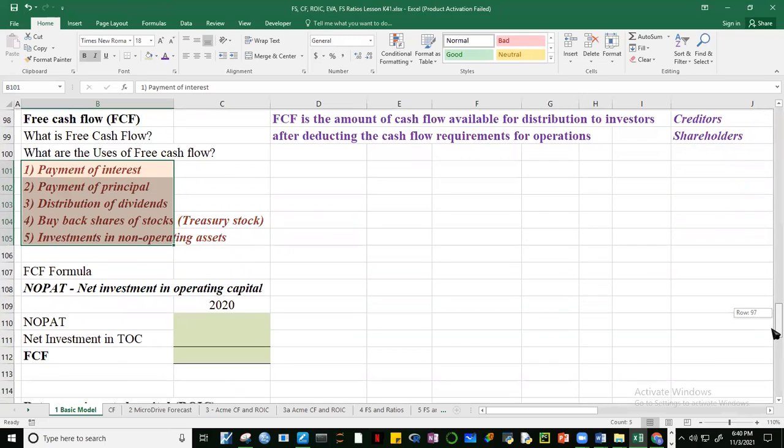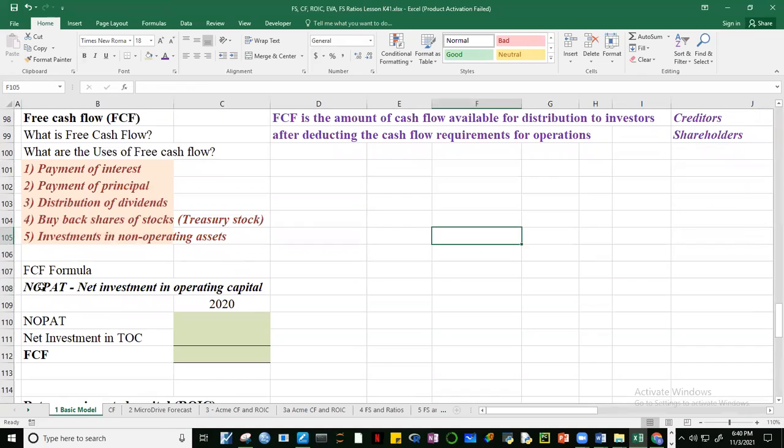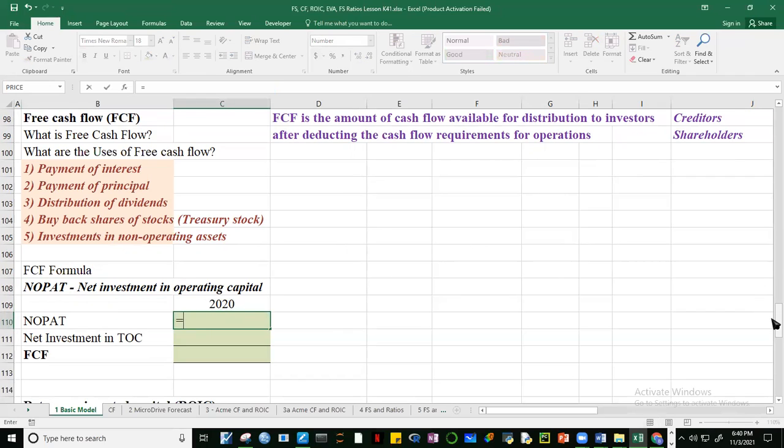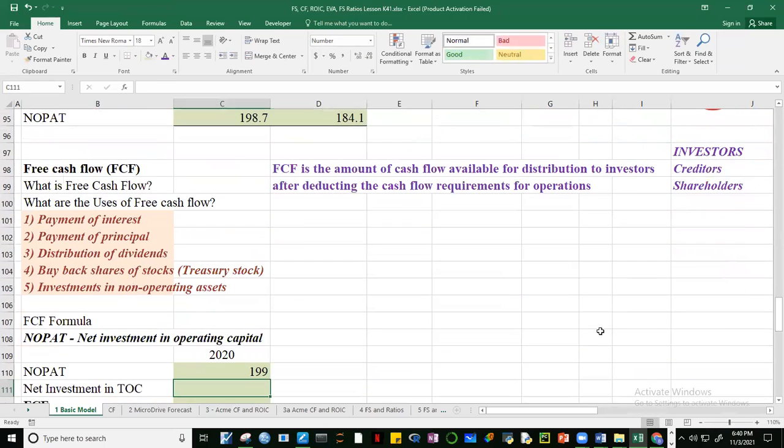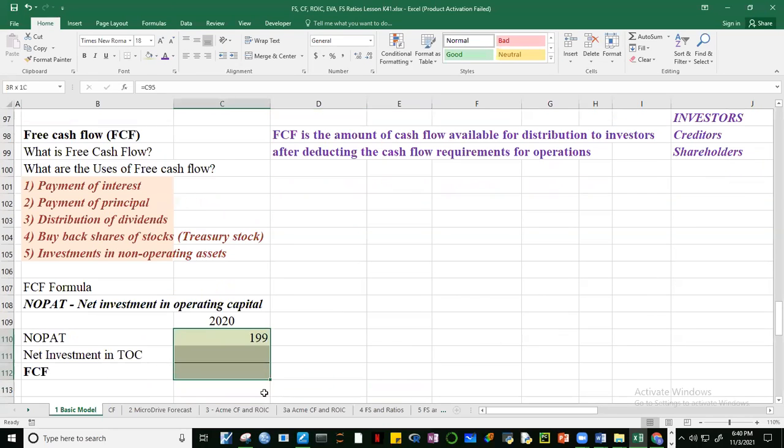We can easily compute for free cash flow by looking at the NOPAT, operating profit after tax, and then subtracting from there the cash flow requirements for operations. Okay, so let's do this. So the operating profit after tax for 2020 was this, 198.7. We have already computed for that. Okay. Let me just increase it to one decimal place.